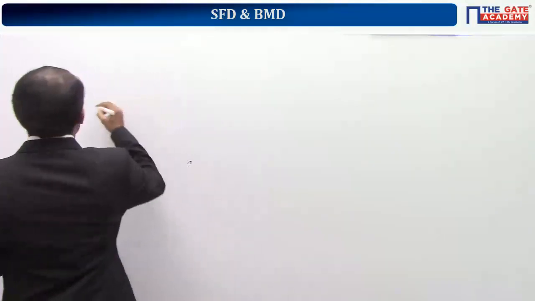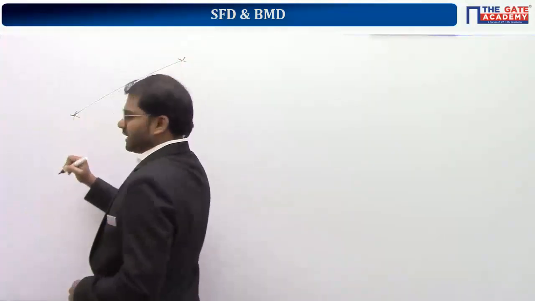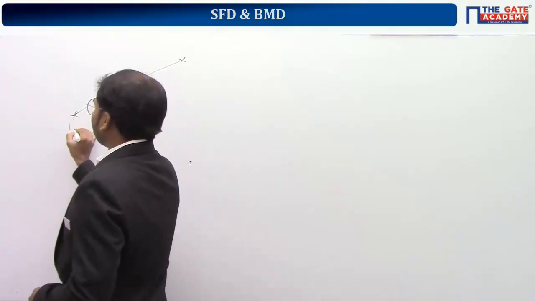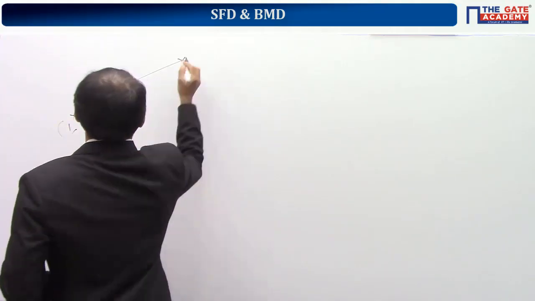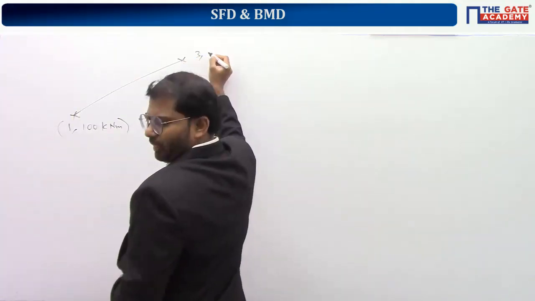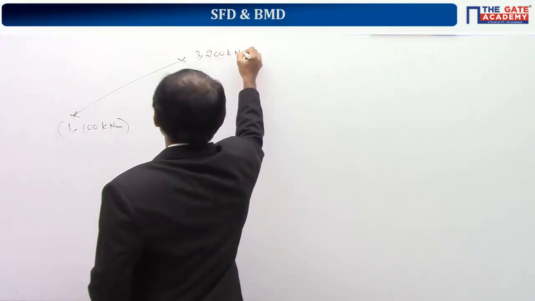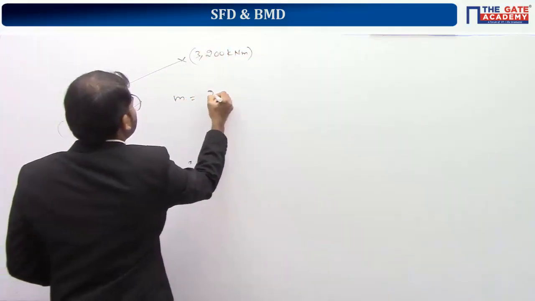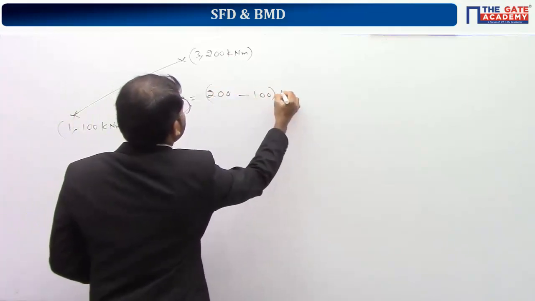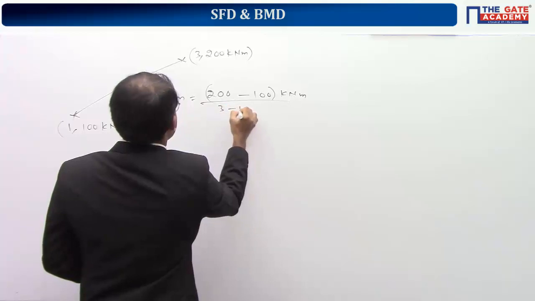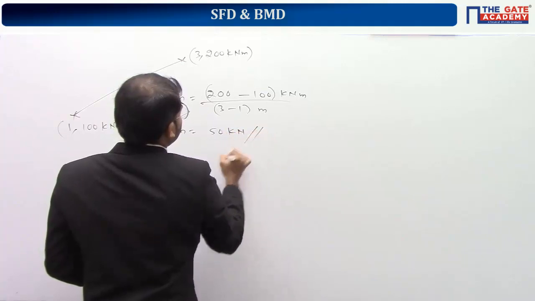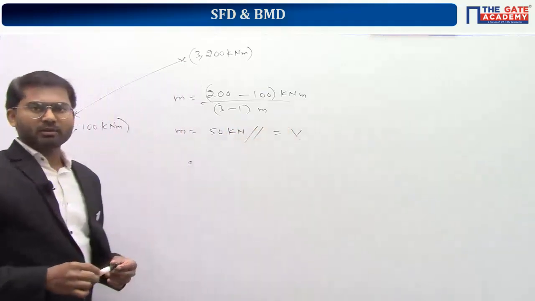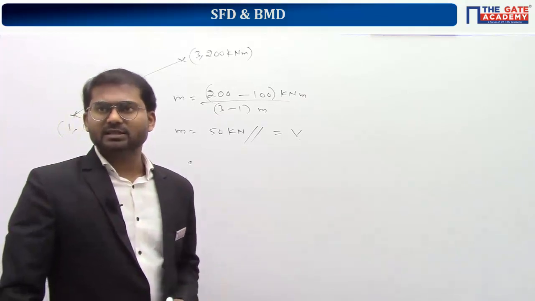So if you see the slope at section BB, it's a straight line like this. Here in the diagram, the location is 1, and the bending moment value is 100 kilonewton meter, and this is 3, and the bending moment magnitude is 200 kilonewton meter. So slope is nothing but 200 minus 100 kilonewton meter whole by 3 minus 1 meter. So m comes out to be 100 by 2, 50 kilonewton. So this is the value of shear force. So 0, 50 is the right answer. So the answer is nothing but C.